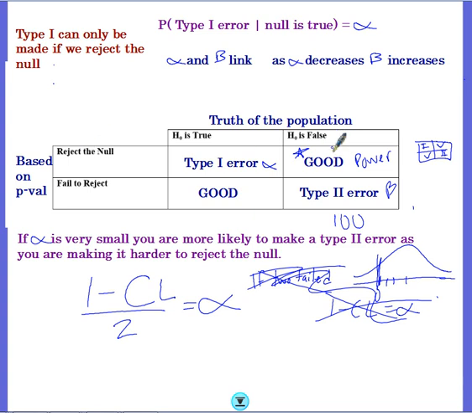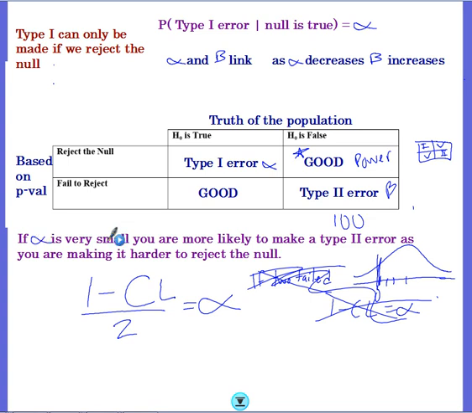If the null is false and we reject it, that's a good thing. That's essentially what we're trying to do with all these hypothesis tests: reject a false null hypothesis. That, again, is referred to as the power. If the null is false and we fail to reject it, that's a type 2 error, and that's referred to, again, as beta. The power and beta are always going to add up to 100%.